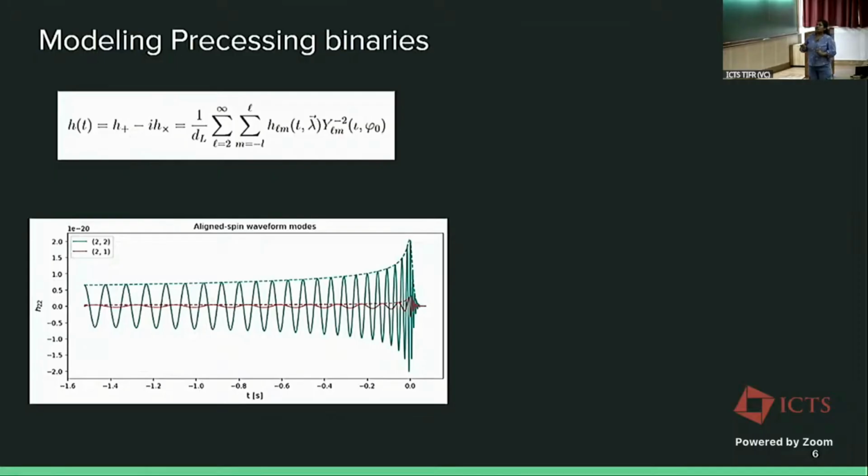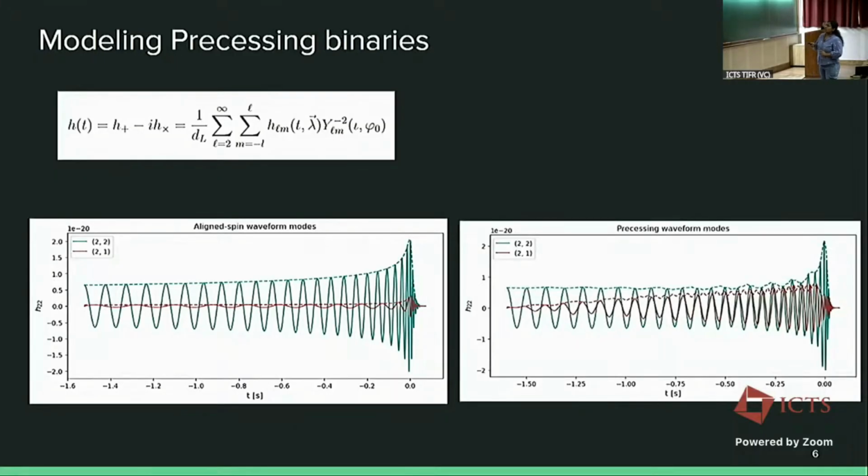So you can see the amplitude is always increasing. But for the precessing system, there is this extra modulation due to precession, as the orbital plane precesses. Also, another thing about these waveform modes is that there is a mode hierarchy for a non-precessing system. So here you can see the 2-1 mode amplitude is very low compared to the 2-2 mode. But here, due to the precession, there is mode mixing, and some energy from the 2-2 mode can transfer to the 2-1 mode. And you can see here the 2-1 mode amplitude is very comparable to the 2-2 mode.